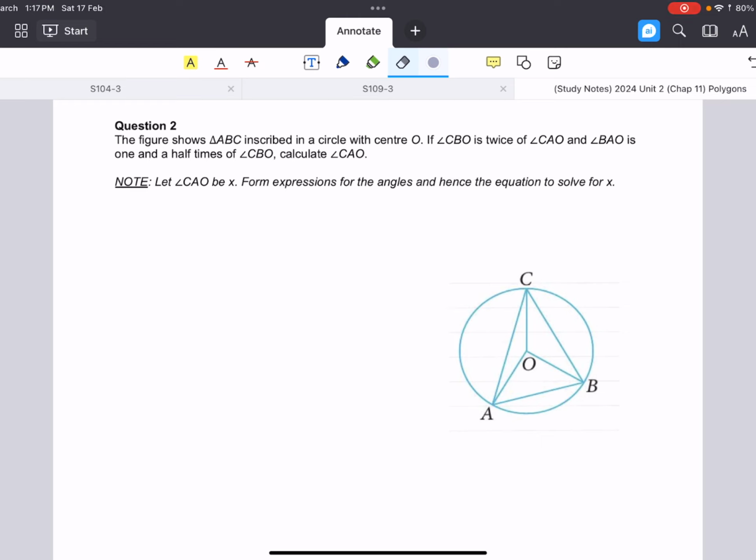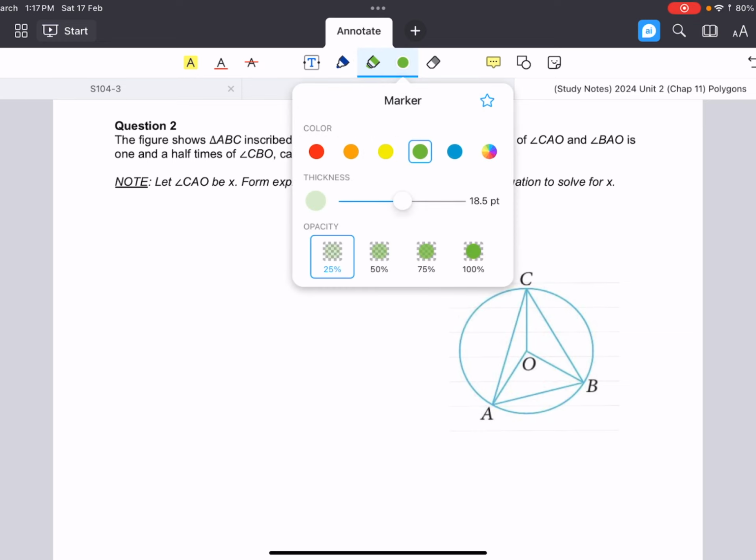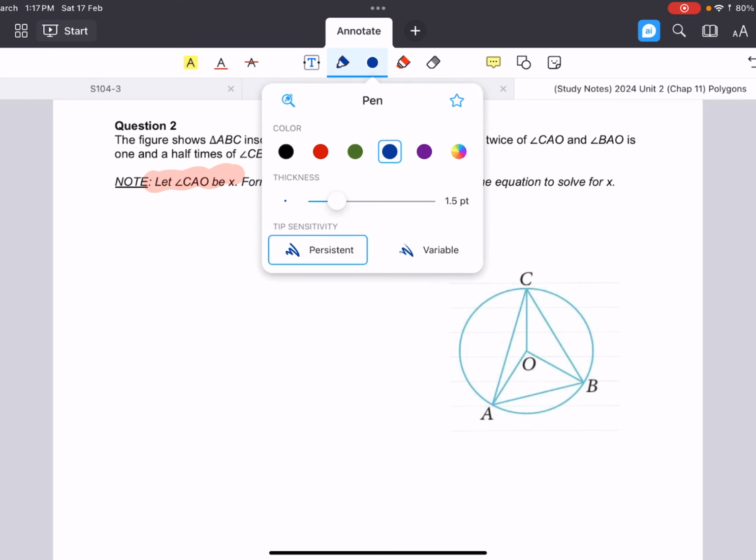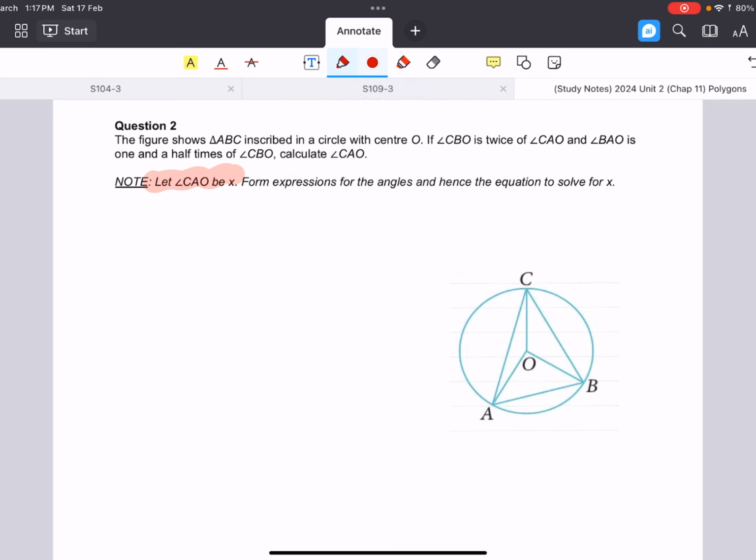Okay, let us continue with another example. So here we have a triangle ABC inscribed in a circle with the center O. You can see that what it means is that the triangle's vertices are all on the circle. And we are told some information. This question gave us a little tip. It tells us to let angle CAO be X. So we're going to do that. To help us visualize better, maybe you can start by marking out the angle here and say that this is X.